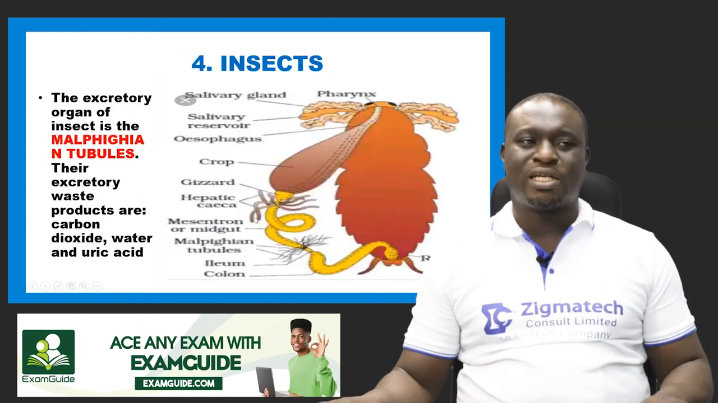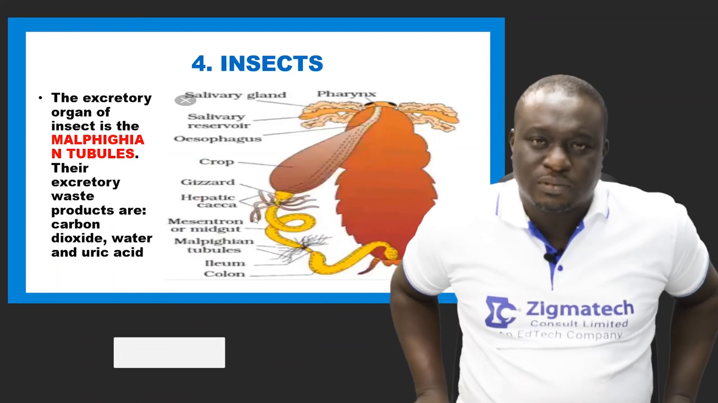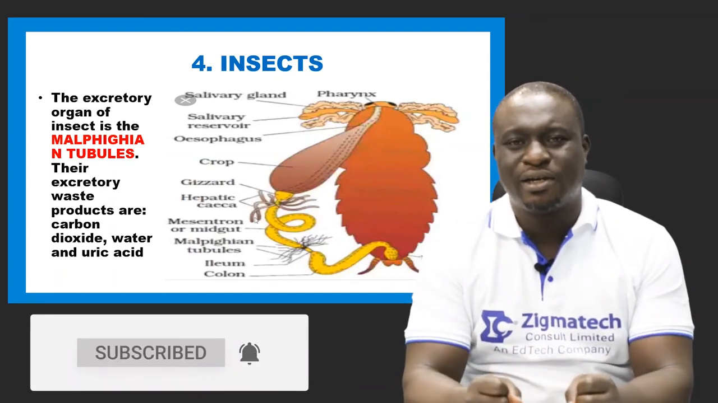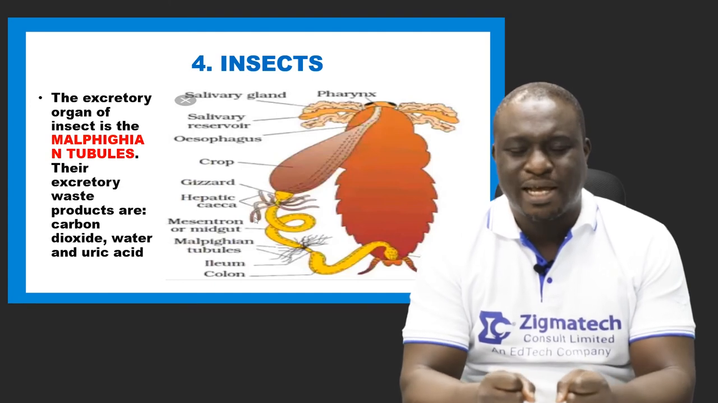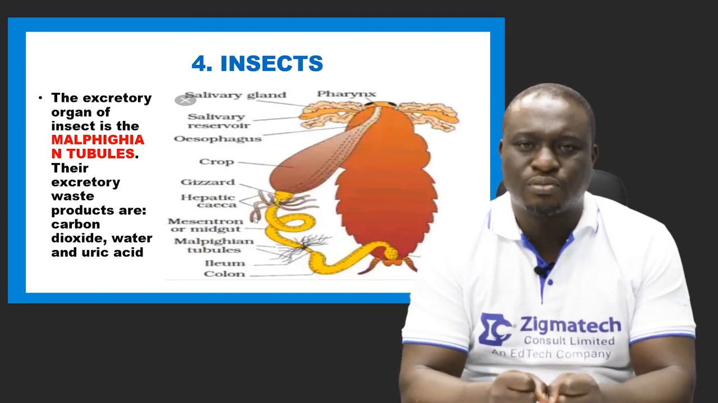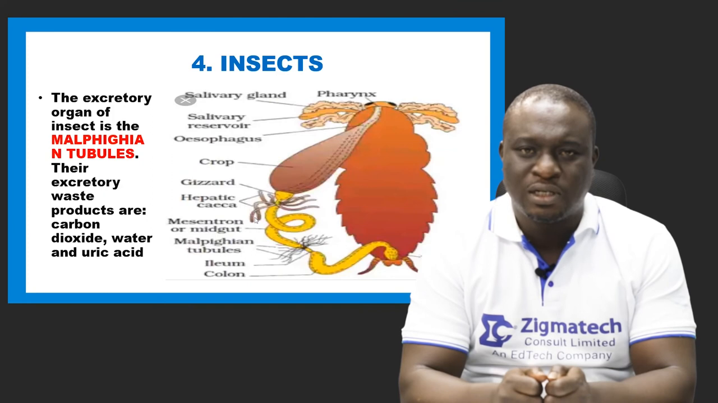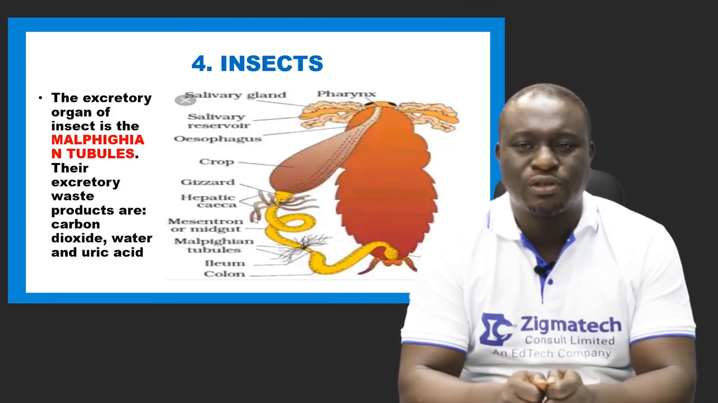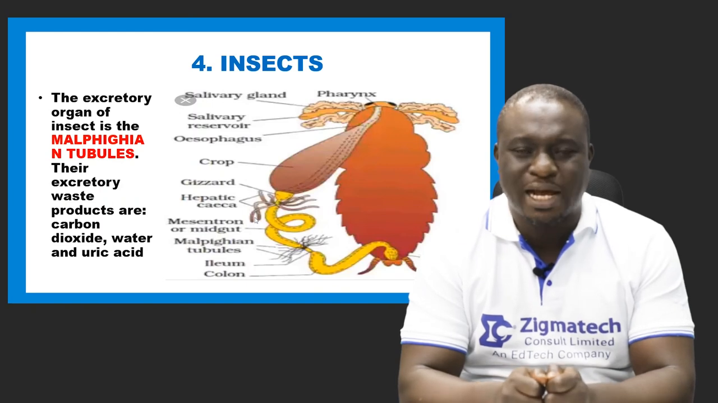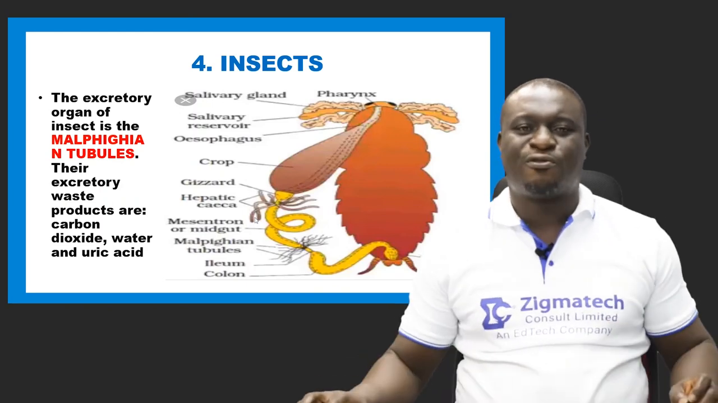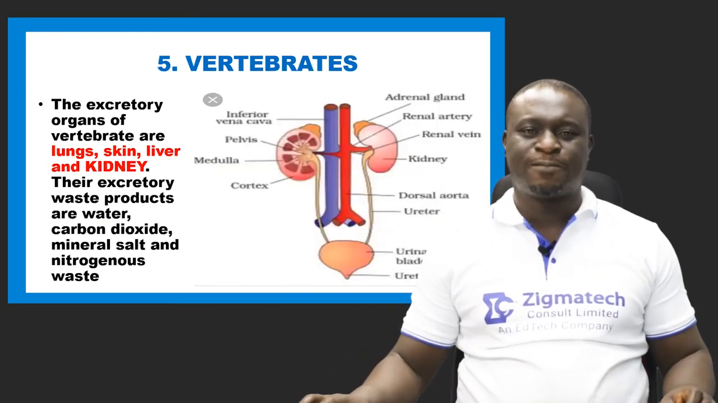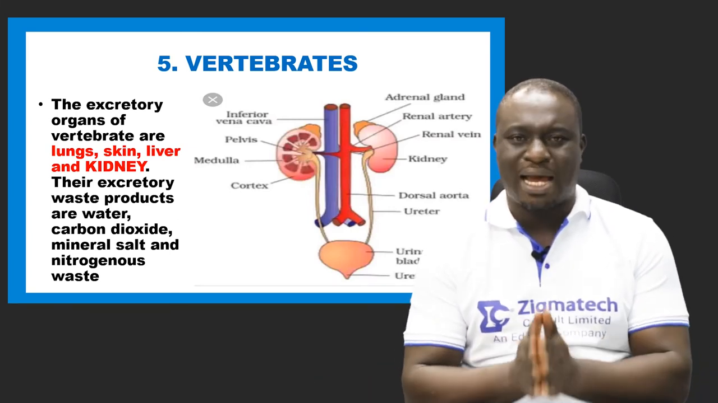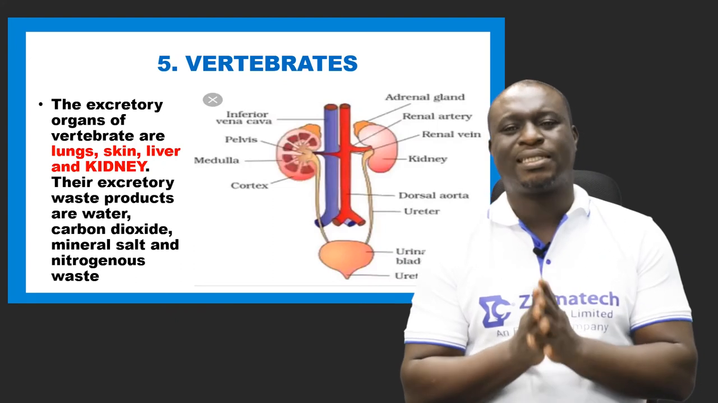Number four is insects, and the insect we're looking at here is the cockroach. The excretory organ of a cockroach is the Malpighian tubules, and the waste products they excrete include carbon dioxide, water, and uric acid. And then number five is vertebrates, but in this case, the particular vertebrate we're looking at is man.